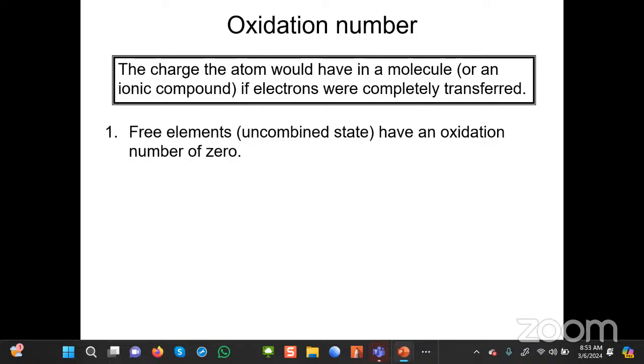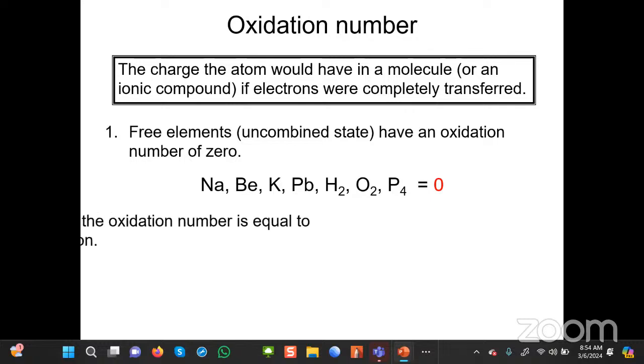The first rule is probably the easiest rule. Any free element, elements that are not combined with anything, will automatically be assigned an oxidation number of 0, right? So if you have oxygen, nitrogen, sodium, cadmium, any element by itself, the oxidation number is automatically assumed to be 0. So these are just some other examples. And it doesn't matter if it's diatomic or polyatomic, if it's a molecule or a neutral species, it's 0 for its oxidation number.